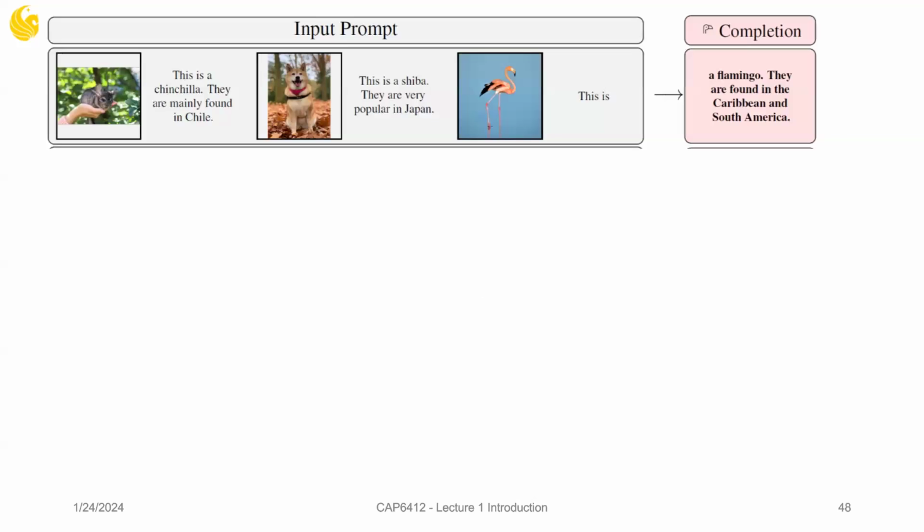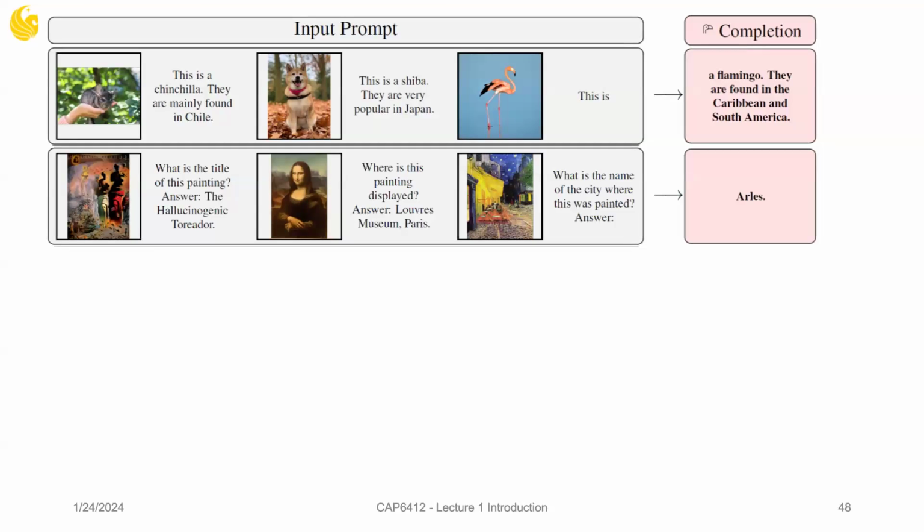Okay, so now given that, you can do this. You give one image, this is chinchilla, they are mainly found in Chile. This is Shiba, they are popular in Japan. Then it is asking, what is this? And the system tells you a flamingo, they are found in the Caribbean and South America. It's pretty amazing, right? The computer is able to do that. It's the power of the large language model and the visual input that we can do that. And there are many other examples.